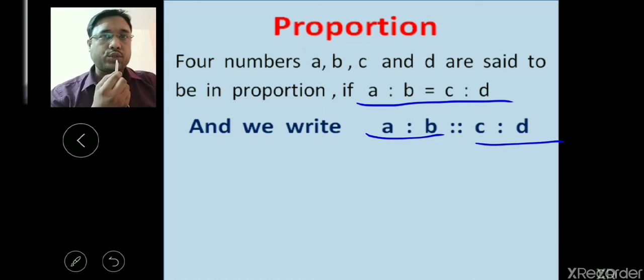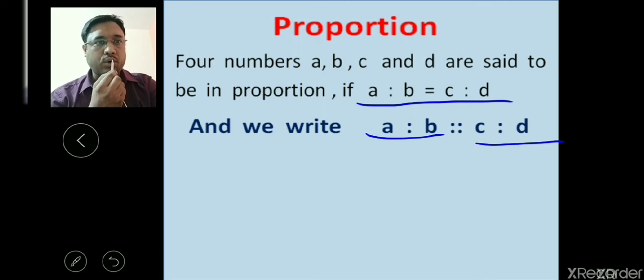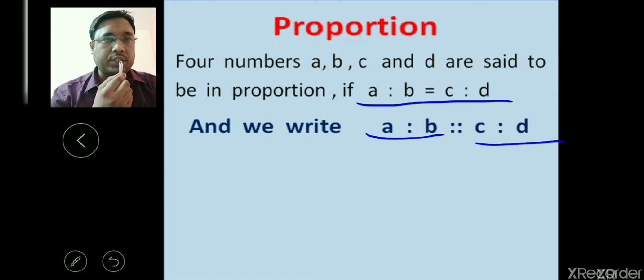If two ratios are in proportion, then we give these two colons together in between. So A is to B, two dots, four dots together we are giving here. So what does this mean? These two ratios are in proportion. That means these four numbers are in proportion, and its meaning is this also: the ratio of the first two numbers is equal to the ratio of the last two numbers. Only then are these four numbers called in proportion.